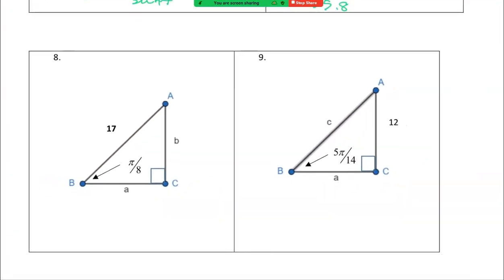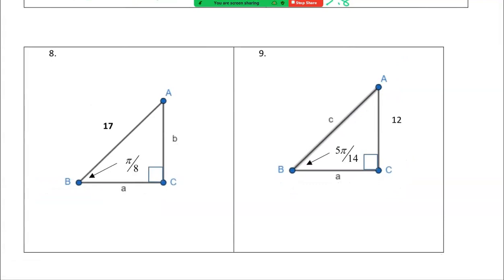Okay, 8 and 9. You've got to keep things in radians. If I give it to you in radians, I want it in radians. All right, so what's missing? Well, I have an angle missing here, I have a side missing here, and I have a side missing here. So the first thing you're going to do is put your calculator in radian mode.